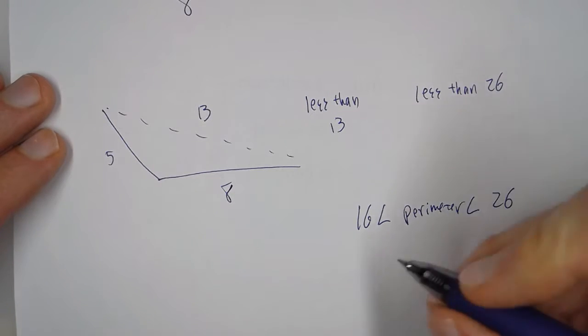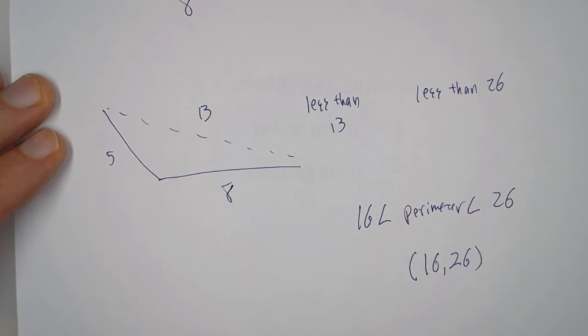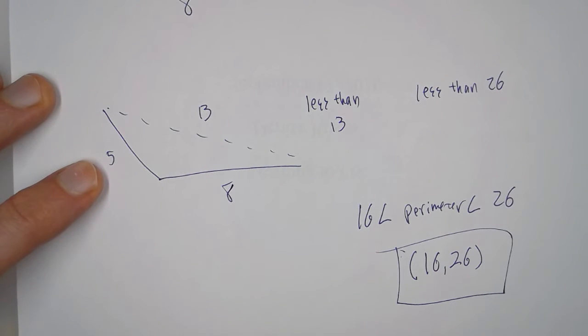But expressed as an interval, it's going to look like this: parentheses 16, comma, 26. And there's our answer. And we're done.